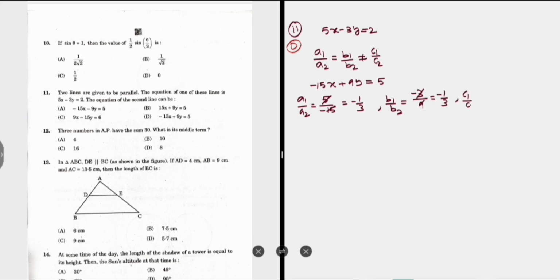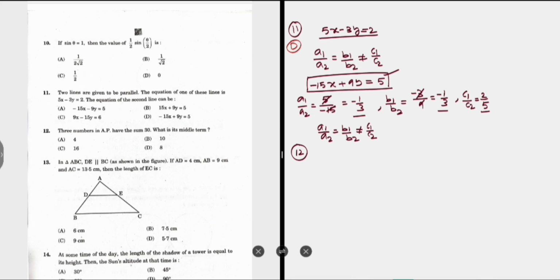But c1 by c2 is 2 by 5. So by this we understand a1 by a2 is minus 1 by 3, b1 by b2 is minus 1 by 3, but c1 by c2 is 2 by 5. So finally what we got: a1 by a2 is equal to b1 by b2 is not equal to c1 by c2. So this equation, option D, is correct, a parallel line to the given line. This is question number 11. Option D is correct. Now coming to question number 12.